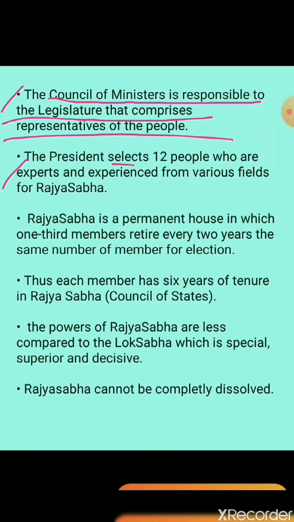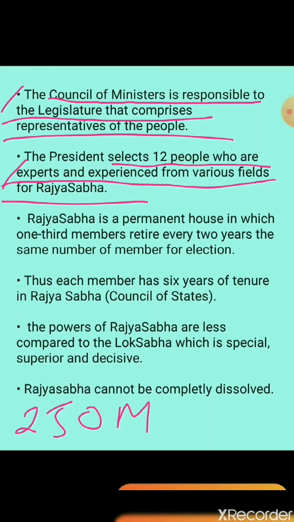Next, the president selects 12 people who are experts and experienced from various fields of Rajya Sabha. Now first we need to know, Rajya Sabha consists of how many members? That is 250 members, and from the 250 members, 12 members are being selected by whom? That is by the president. And how many are left? That is 238. 238 members are being elected, they are coming from different states.